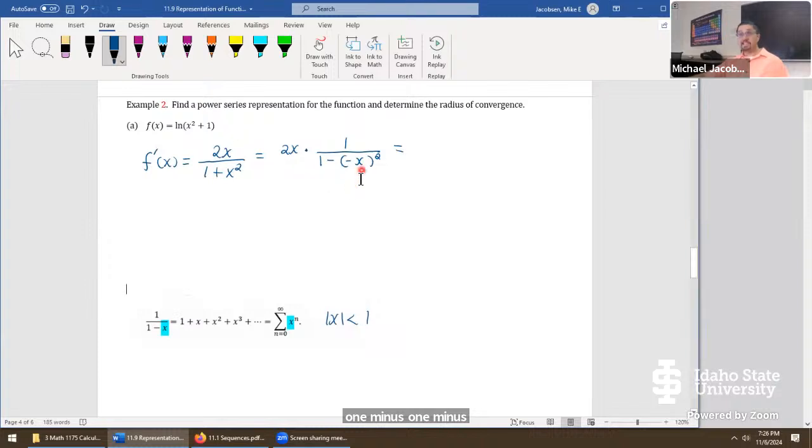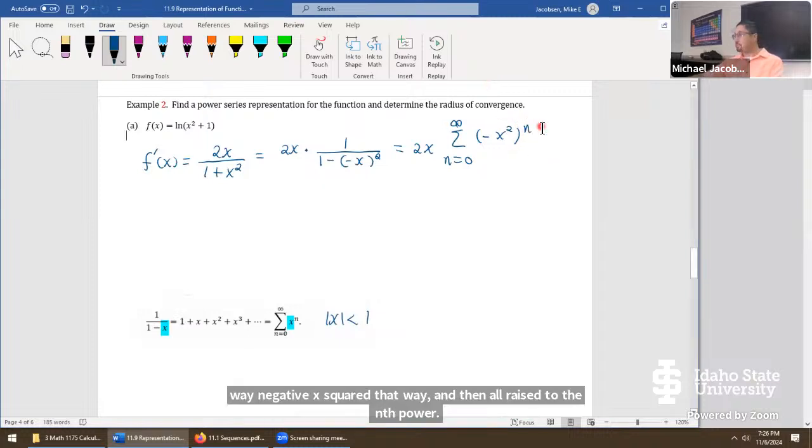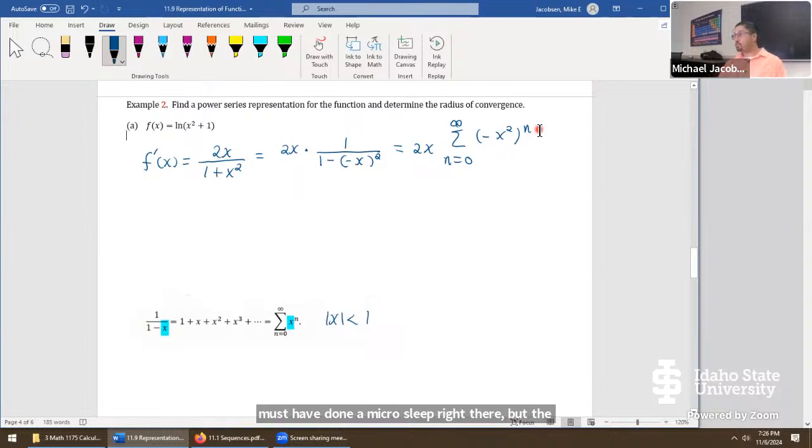This part that's in the parentheses is what we throw into the power series. So now we have 2x with a summation from 0 to infinity of negative x squared. Excuse me, not squared, that way. Negative x squared that way, and then all raised to the nth power. So that's what our new power series looks like.